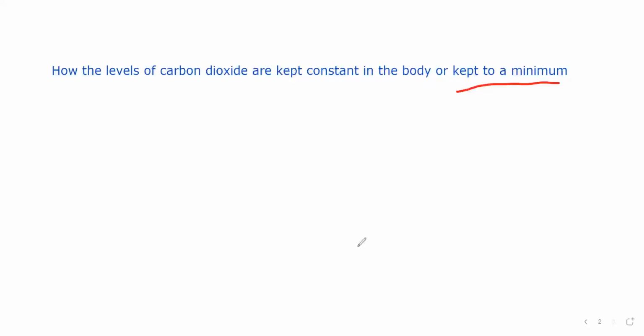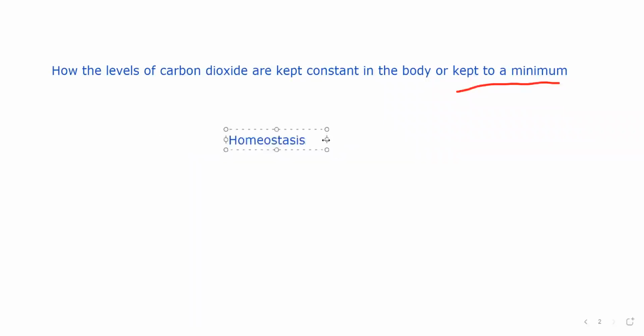And then we need to look at why you have to breathe out fast to send out the excess carbon dioxide. And this in itself is a homeostatic mechanism. So it involves homeostasis to maintain the level of carbon dioxide in the body.